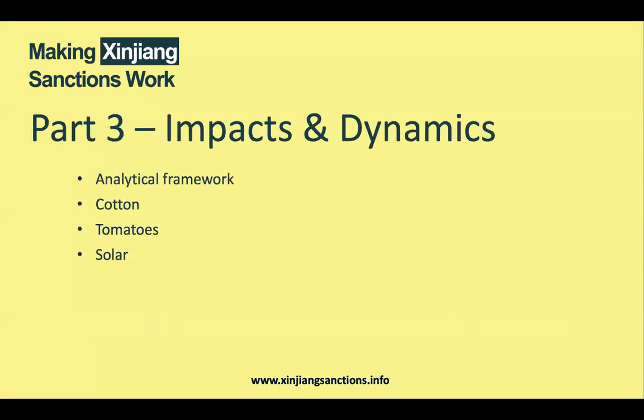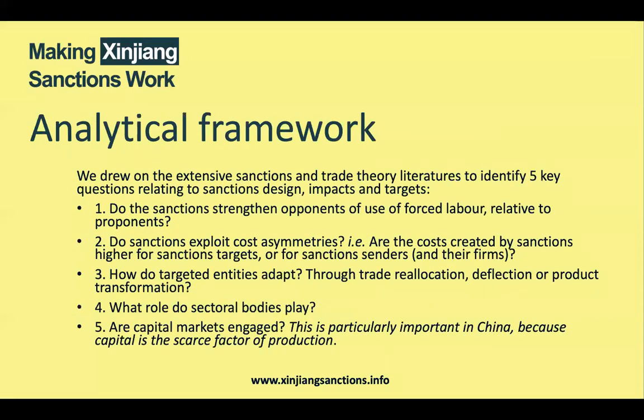This brings us to part 3 of the study, which looks at how Xinjiang sanctions are playing out in 3 specific sectors: cotton, tomatoes, and solar. We begin, though, by using sanctions theory and trade theory to develop an analytical framework for understanding these dynamics and impacts. We identify 5 key questions relating to sanctions design, impacts, and targets.